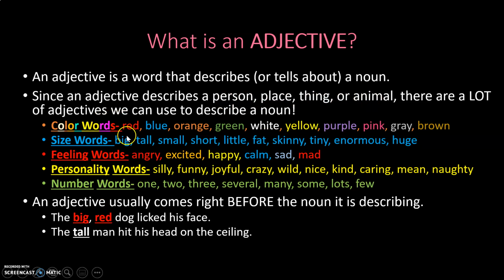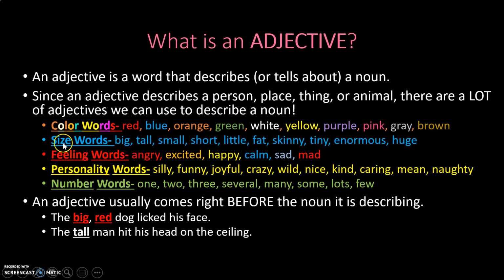For example, red, you could say my red kite. Blue, like blue water. Orange, like orange fruit. Green, green Christmas tree. White, white snow. Yellow, you could say yellow sun. Purple, purple dress. Pink, pink bow. Okay, gray, gray wall. Brown, the brown floor.